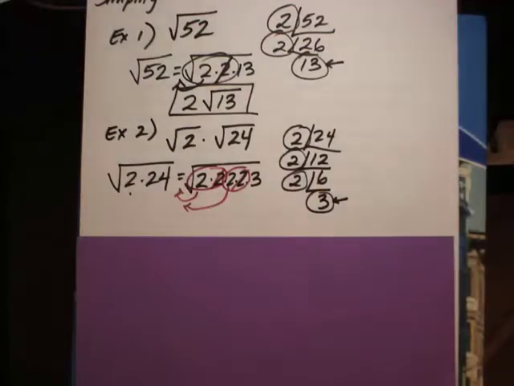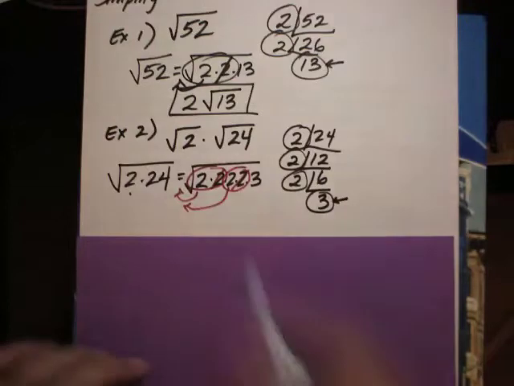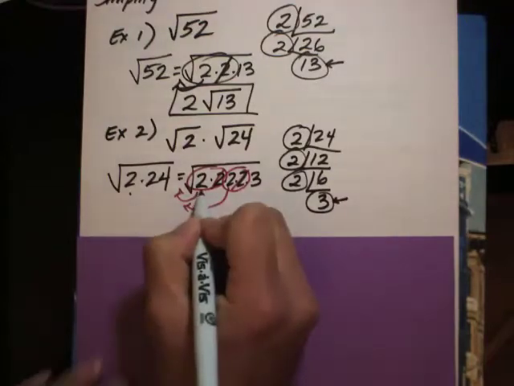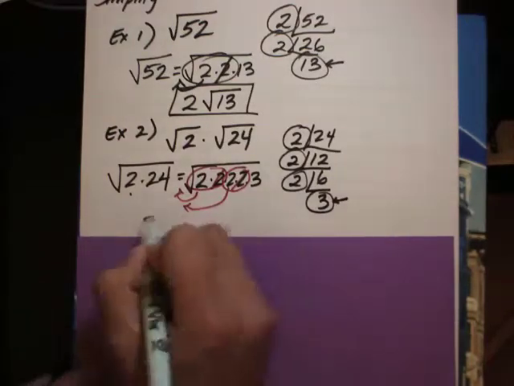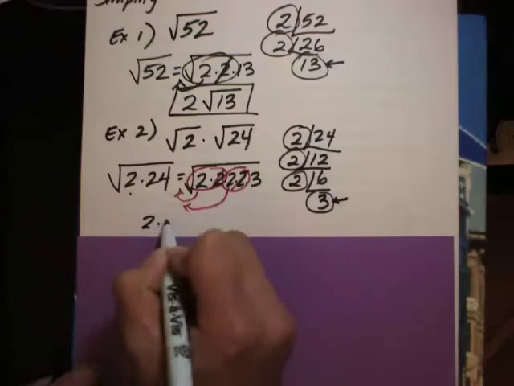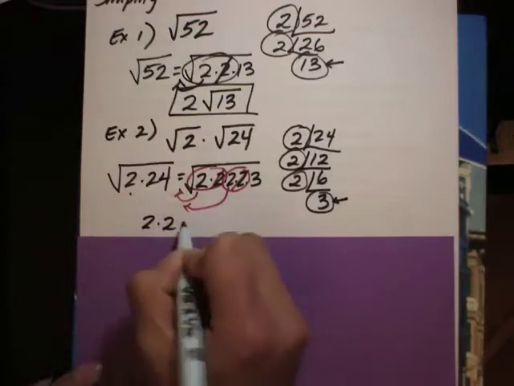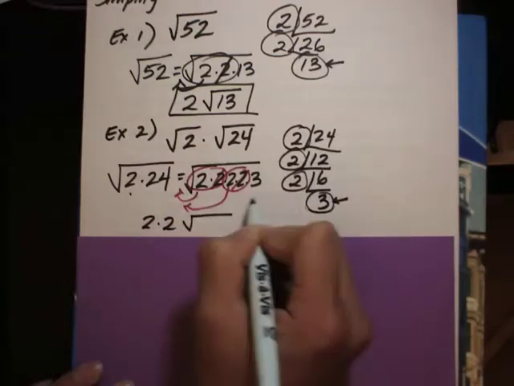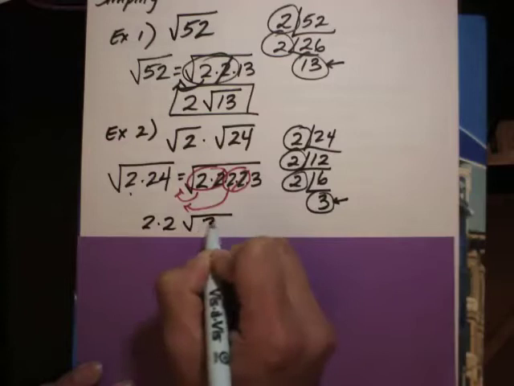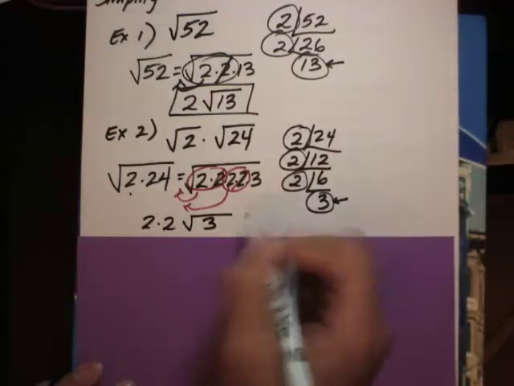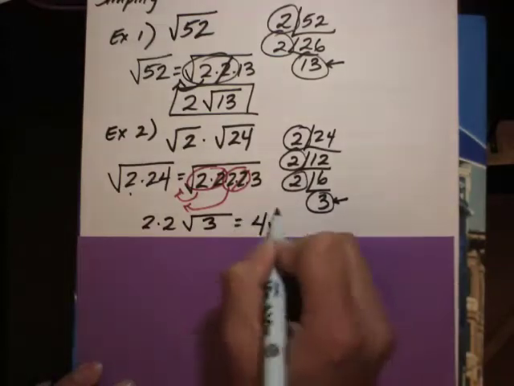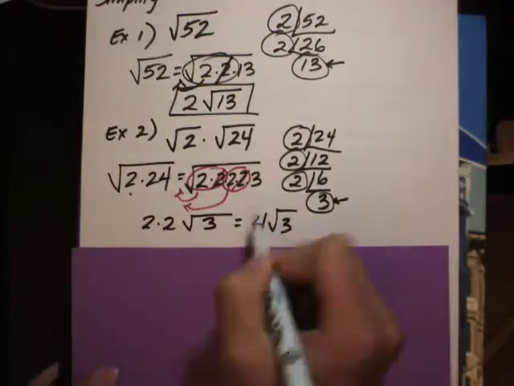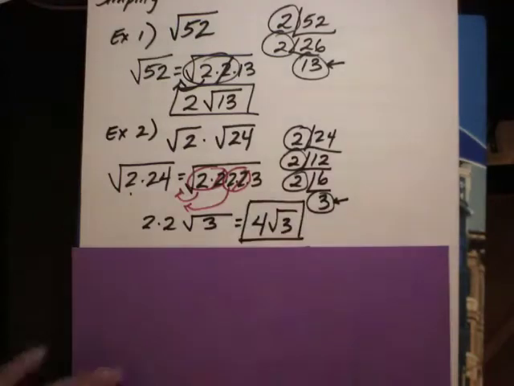Okay, so outside, what happens when one of the twins is set outside is they will be multiplied. Okay, so that will be multiplied, and this will be multiplied to everything underneath the radical sign, which is just a 3. And 2 times 2 is 4. So 4 radical 3 is our simplified answer. Okay.